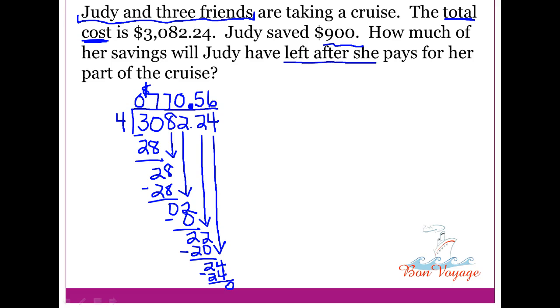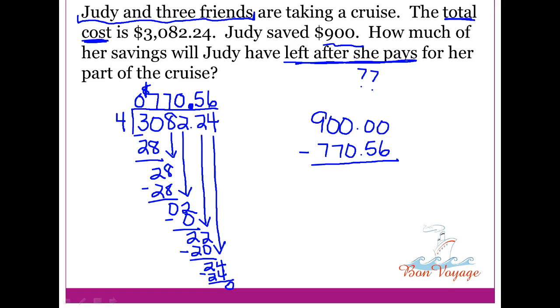Judy saved $900, and we want to know how much she'll have left after she pays for the cruise, which means we're going to find the difference or subtract. When subtracting, remember that you need to put the larger value on top. She started with $900, so we'll put 900 on top and we'll subtract $770.56 from it. Of course, we must line up the decimals, and in this case we'll need to annex a couple zeros in order to subtract.